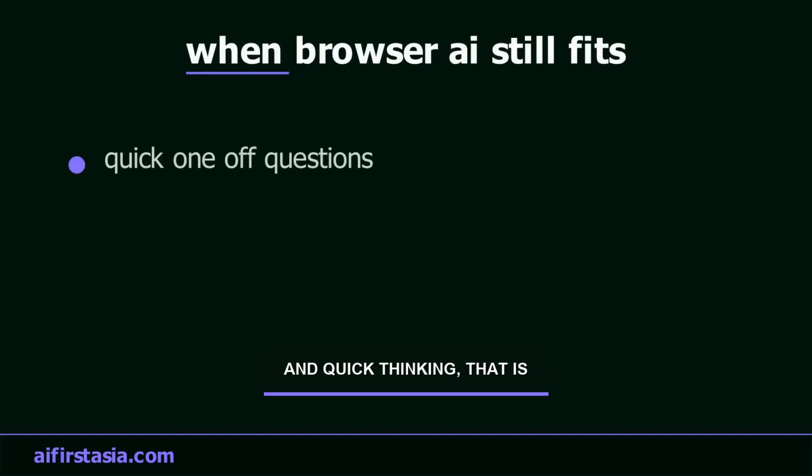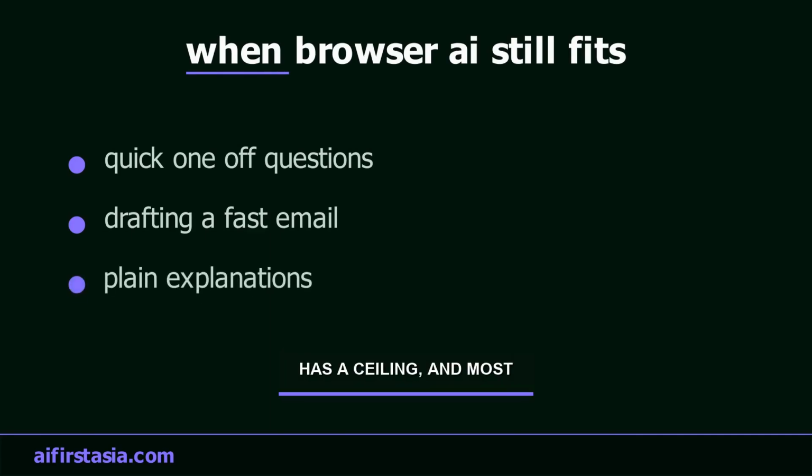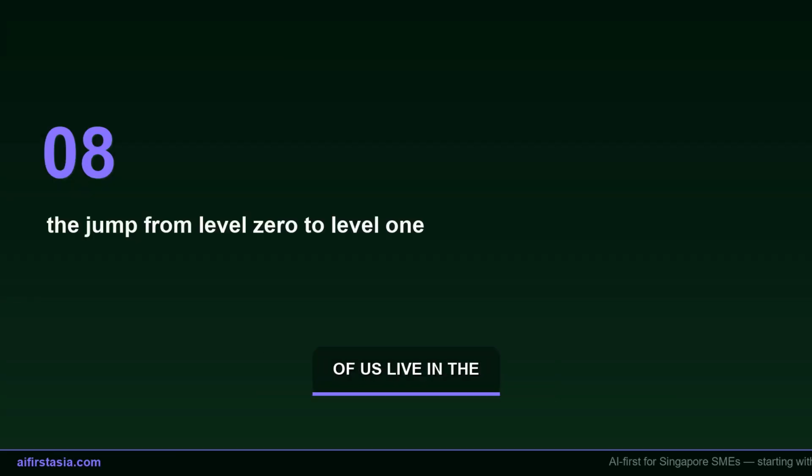For one-off questions and quick thinking, that is often exactly the right tool, and reaching for something heavier would only slow you down. So the point is not that browser AI is bad, the point is that it has a ceiling, and most people never realize there is a whole floor above it. A good rule of thumb is this: if the answer is the thing you need, the browser is fine. If finished files are the thing you need, you want AI on your computer. Most of us live in the second world far more than we admit.